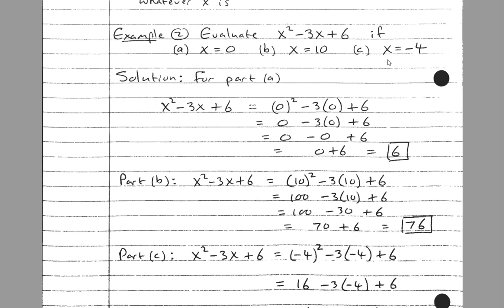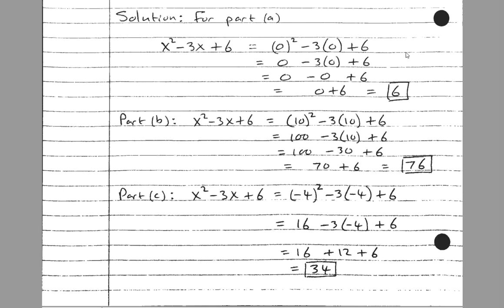Yeah, so this last case, x equals a negative 4. Yeah, so now it is essential to use parentheses when you're substituting. So this time negative 4 squared minus 3 times negative 4 plus 6. So your first step should definitely look like this.